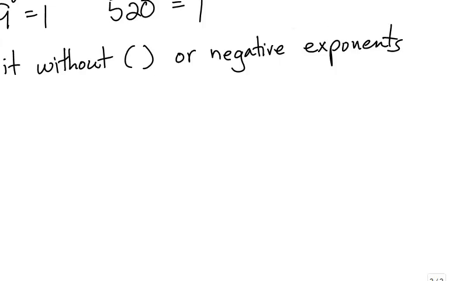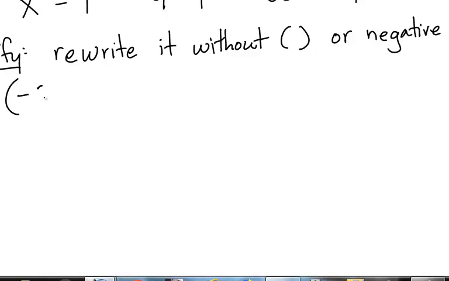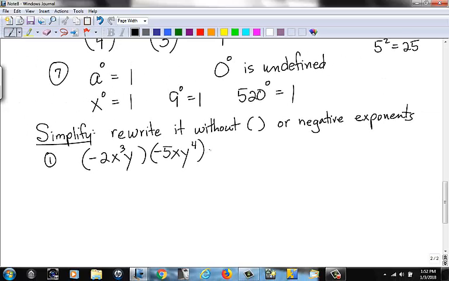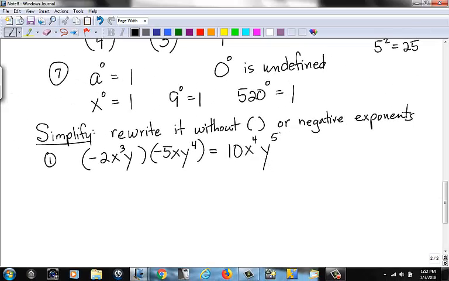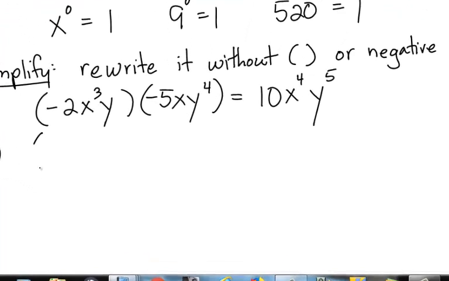Okay, so example. I give you the quantity negative 2x to the third y times the quantity negative 5xy to the fourth. Now you're multiplying. First you have to look and see if there's any exponents on the outside. No. Now multiply the coefficients. Negative 2 times negative 5, 10. You're multiplying monomials, so what do you do with the exponents? Add them. So x to the third and x to the first, x to the fourth, y to the fifth. No negative exponents, no parentheses. We're good. Okay? Stop me if you have a question.